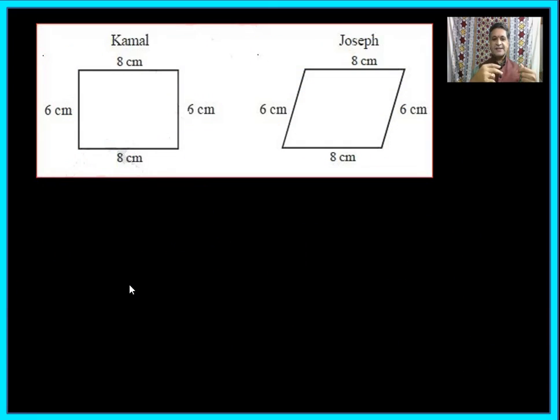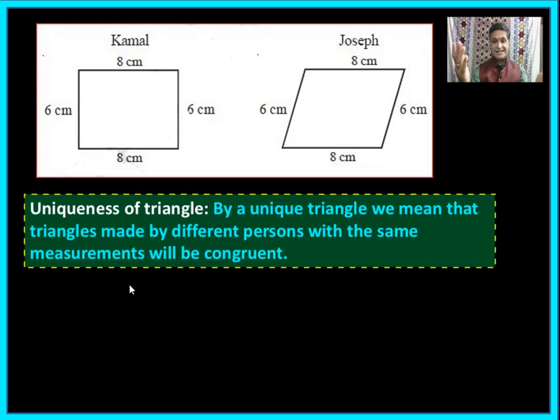Kamal and Joseph, 2 persons, draw 2 quadrilaterals, 8 centimeters length and 6 centimeters breadth. Both have taken the same lengths, but the shapes are different. Observe these 2 shapes. Kamal's shape is one type and Joseph's shape is another type. These are 2 different shapes they drew. So you can draw different shapes with the same measurements. To avoid this type of different shapes, we learned about quadrilaterals.